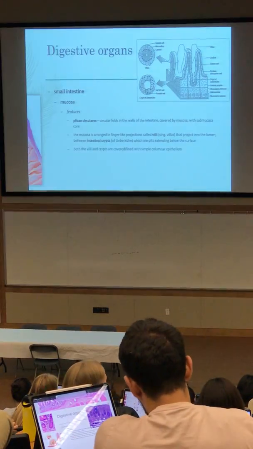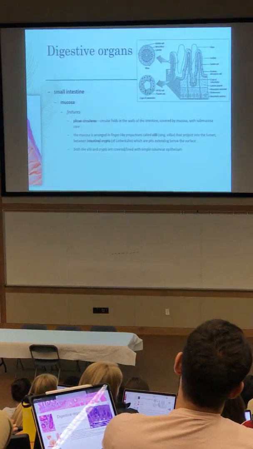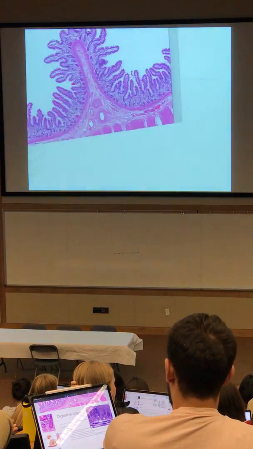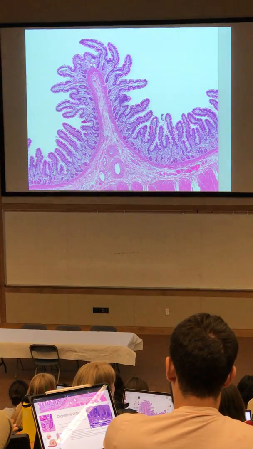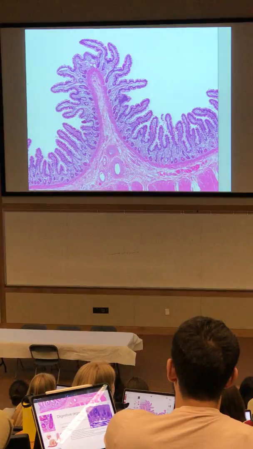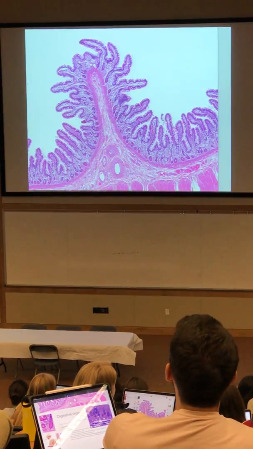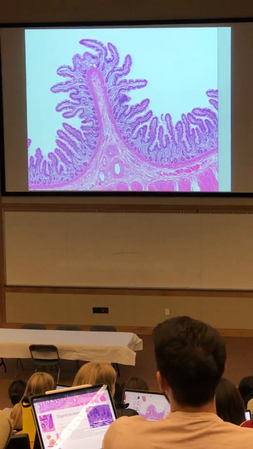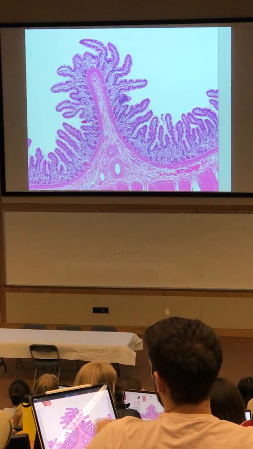Okay, both villi and crypts are lined by simple columnar epithelium. And again, we have different cell types. So this is a great picture. This is another John picture. John, you got some marvelous histology pictures. Thank you so much. So these fingers that we see sticking up are the villi.